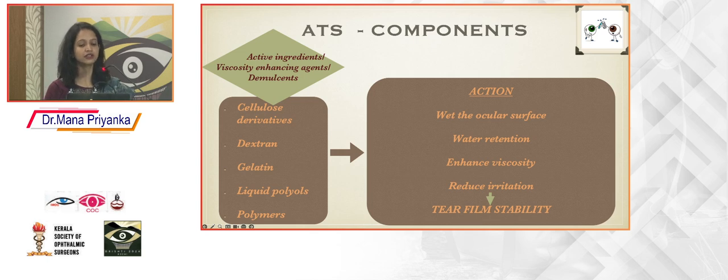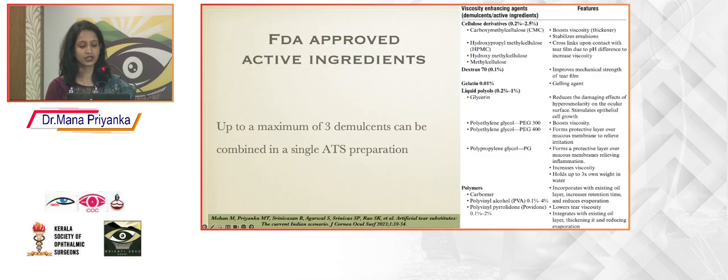In the active ingredients, the main action is to wet the ocular surface, retain water, enhance the viscosity, and reduce irritation. These all bring about stability in the tear film. These are a list of FDA approved active ingredients. Up to a maximum of 3 can be combined in any ATS. Any ATS which is coming into the market has to be from one of them. These include most commonly the CMC, HPMC, and PG-PEGs, polymers which are seen in almost every drop.